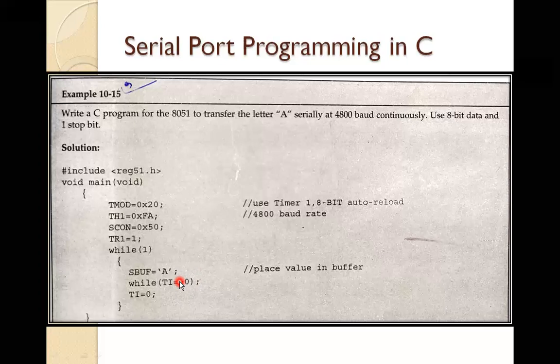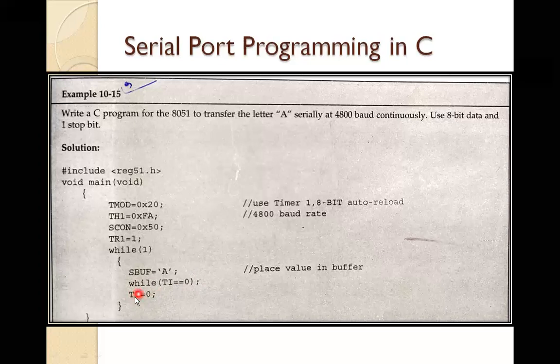Then when the stop bit is transferred, the status of TI becomes 1. So this is not our condition, the value of TI equals 1, therefore it moves to the next instruction, that is TI = 0. When TI equals 1, it means all the bits including the stop bit have been transferred, and then for the continuous task, again clear the TI flag.